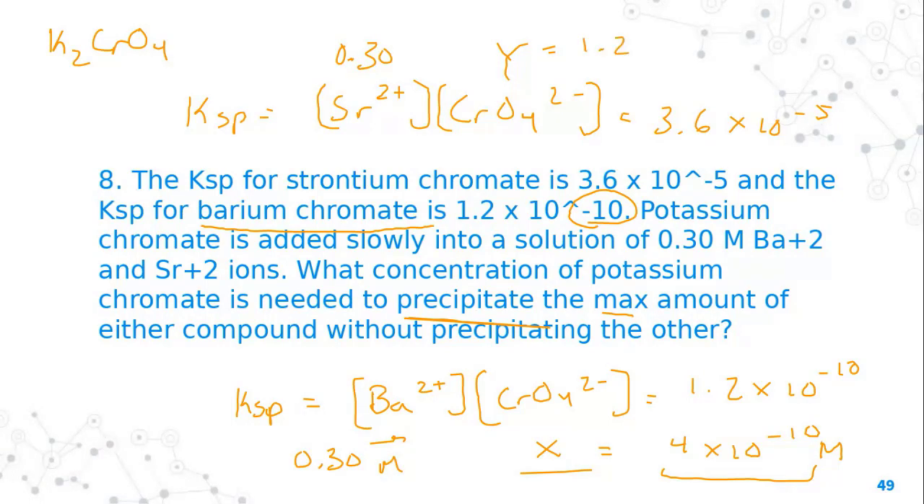Awesome, thank you. So 1.2 times 10 to the negative 4 molarity. So that means we can have up to this much before we start precipitating strontium chromate. So anywhere basically between this concentration of chromate and this concentration of chromate, we will be precipitating barium chromate, but not precipitating strontium chromate.